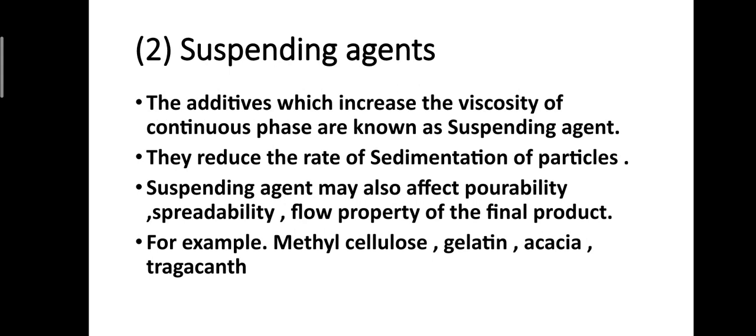Second, suspending agent. We have seen in the emulsion chapter there is an emulsifying agent, and in this chapter on suspension there should be a suspending agent. The additives which increase the viscosity of the continuous phase are known as suspending agents. They reduce the rate of sedimentation of particles. Suspending agents may also affect pourability, spreadability, and flow property of the final product. For example, methyl cellulose, gelatin, acacia, tragacanth, etc. are the suspending agents used in preparing suspension.